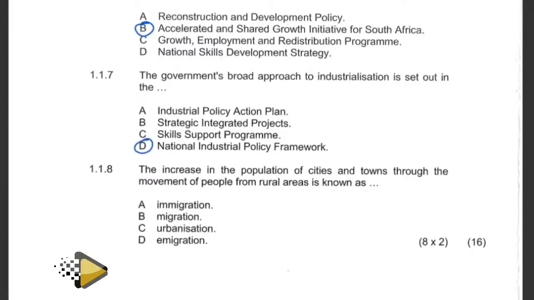Okay, right. So now let's move on to 1.1.8. 1.1.8 reads as follows. The increase in the population of cities and towns through the movement of people from rural areas is known as urbanization. So in this regard, our appropriate answer is going to be C.